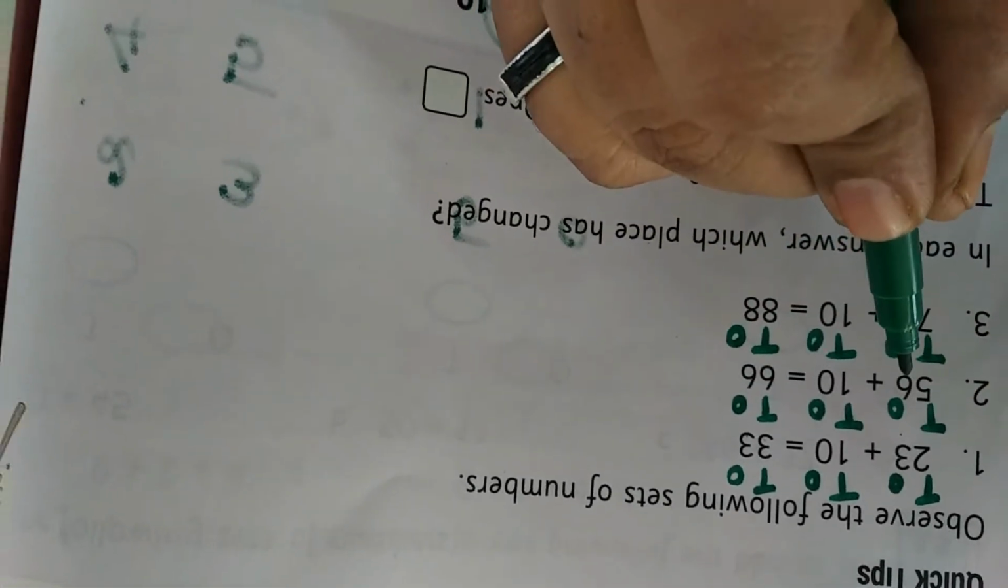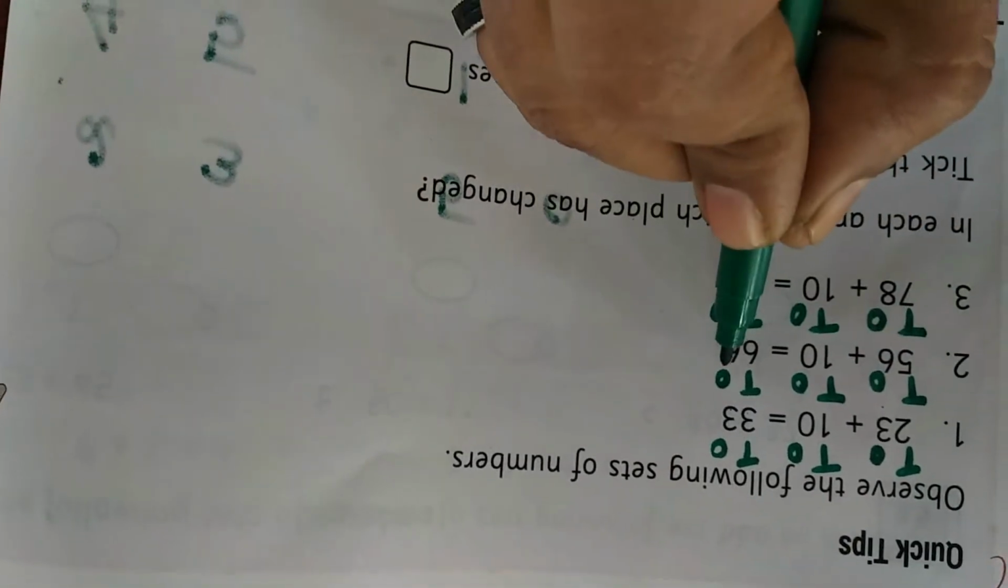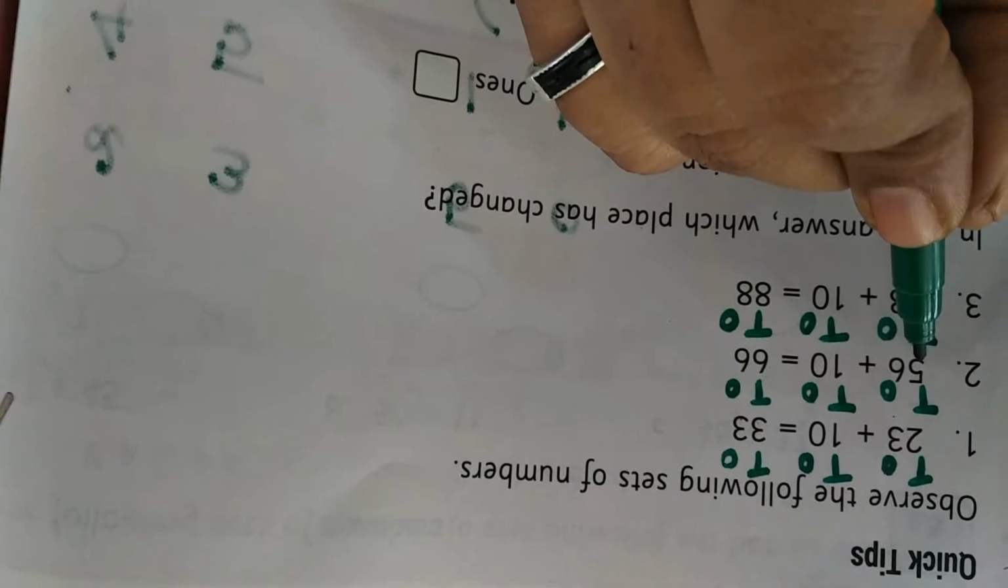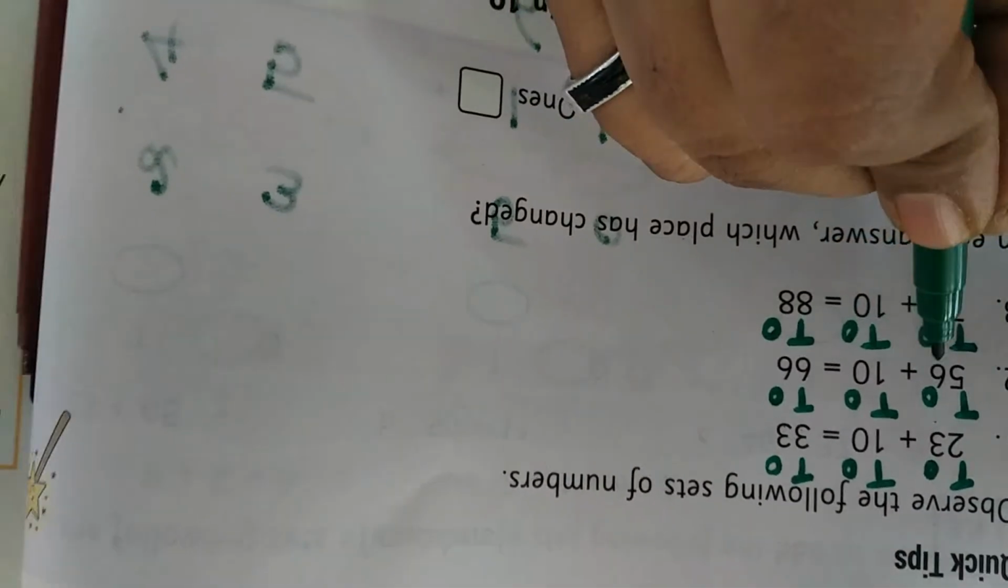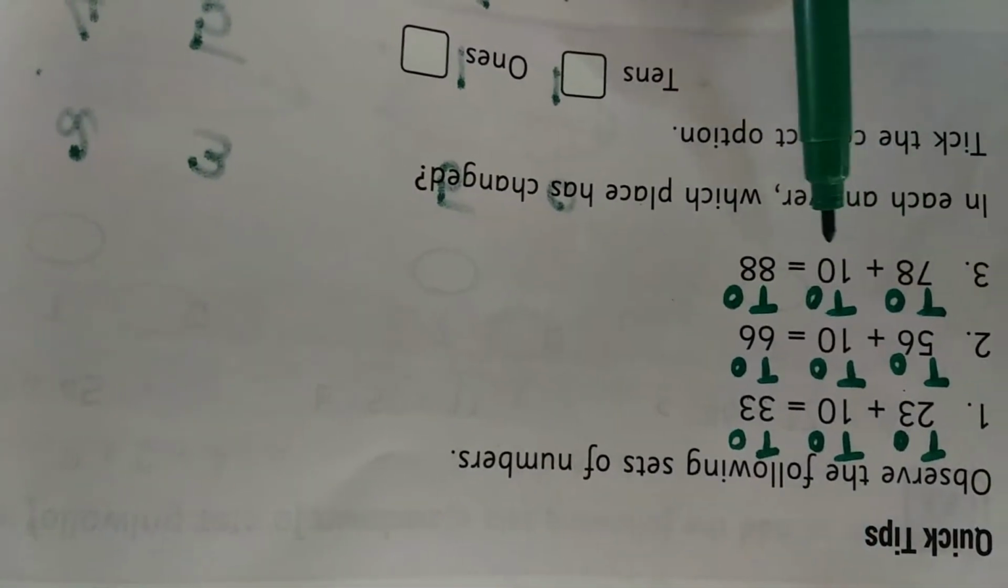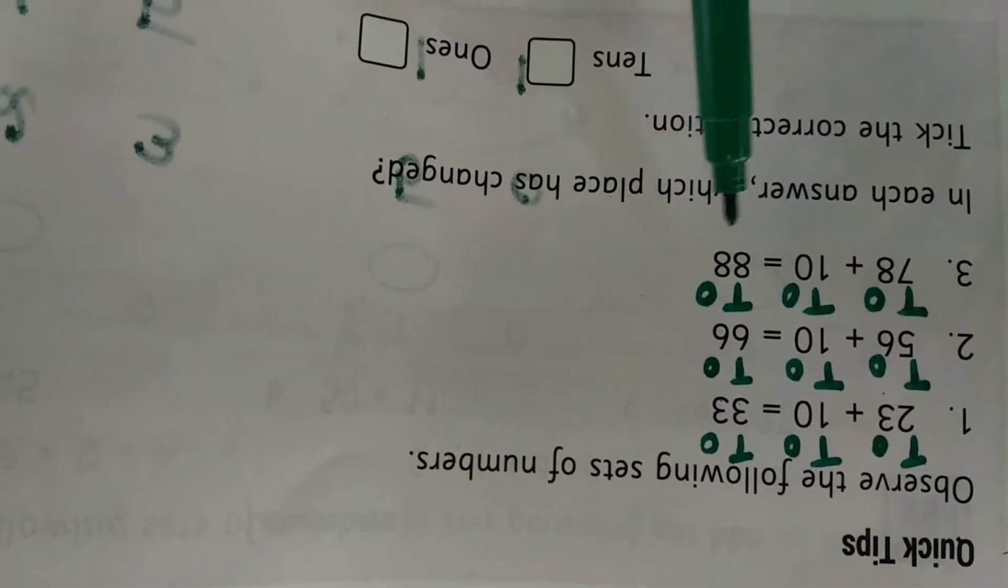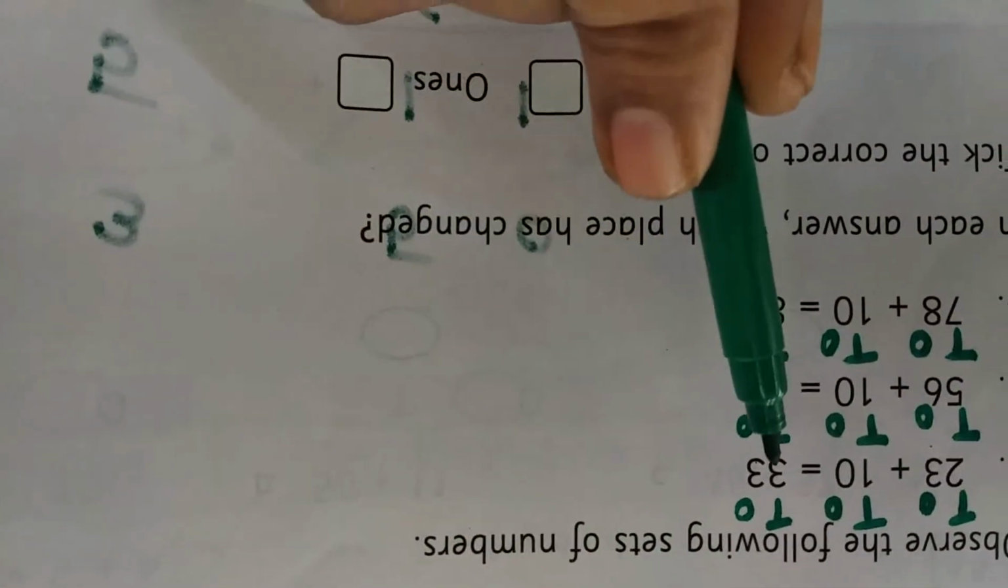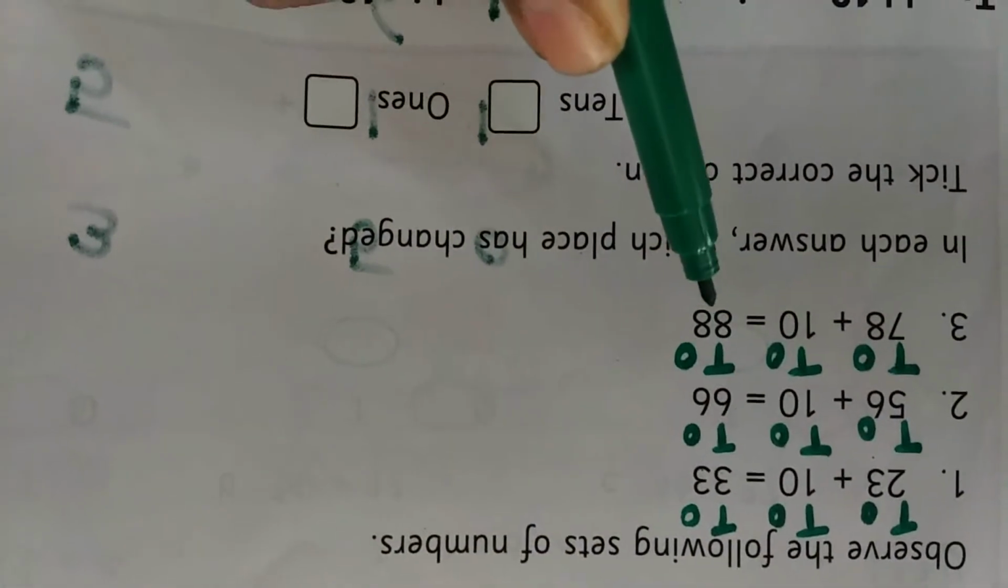See the second sum, 56 plus 10. In the ones place you will get the same number, and in the tens place 5 plus 1 is added. So 5 plus 1 is 6, 66. Same thing for the third sum, 78 plus 10 equal to 88. In each answer, listen carefully, which place has changed? Only the tens place. So the ones place remains the same.